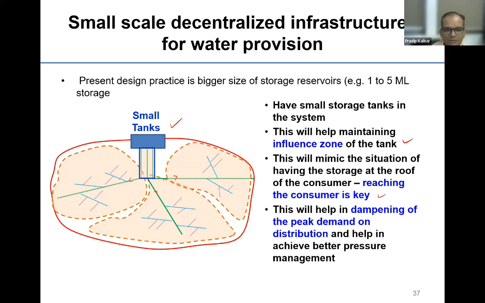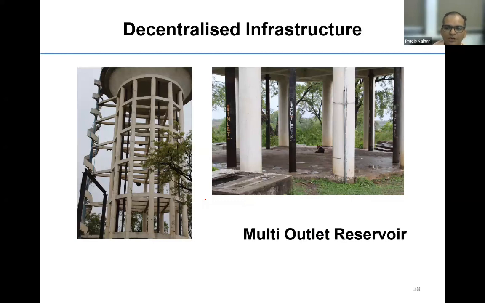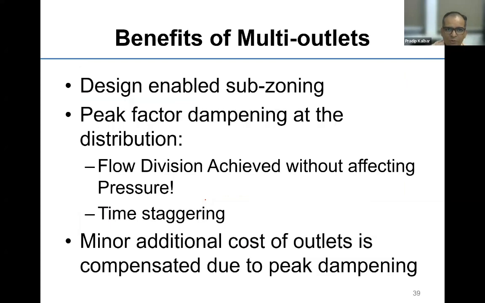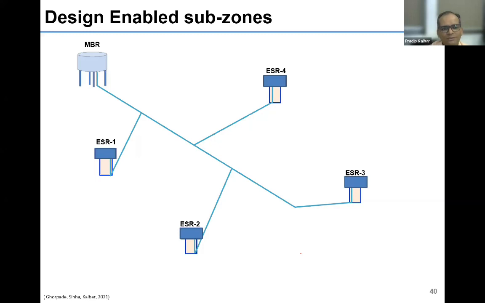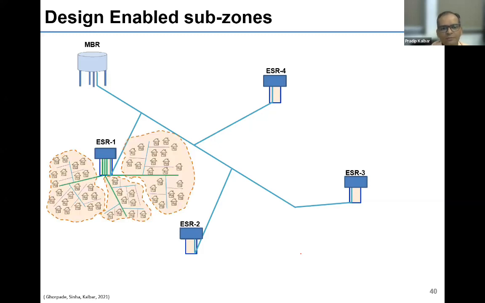Reaching the consumer is key, because now these consumers will not be affected by the behavior of the people here. They are basically connected to a different outlet. So this kind of design-enabled zoning we have to do. And multi-outlet reservoirs are already installed in some locations, but it is not uniformly used. So we have to make it a practice. So what are the benefits? Flow diversion is achieved, time staggering is possible, and a minor additional cost per outlet is required, which will be compensated by peak damping, because you have multiple outlets now. So what I'm suggesting is you have MDRs and ESRs and do the multiple outlets.